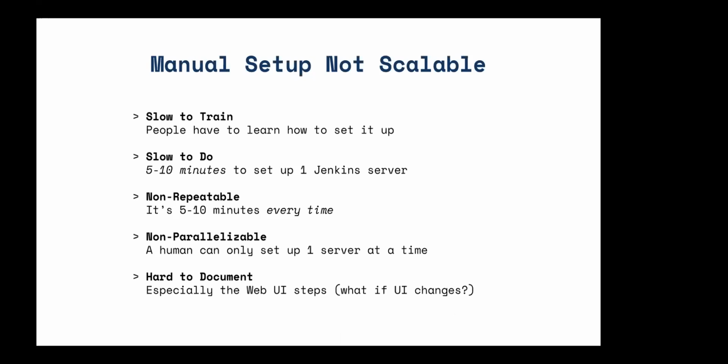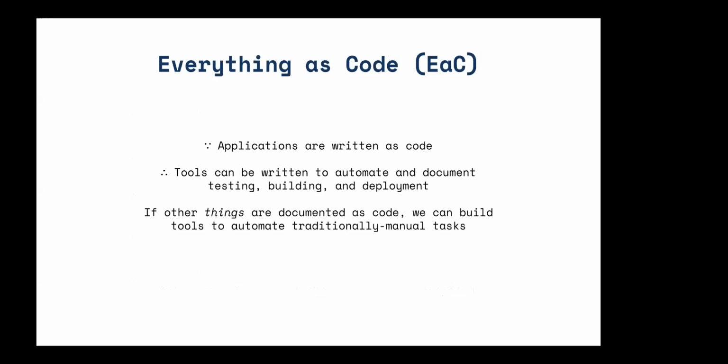You can technically do this with a tool called Selenium, but if you're going to go that route, you might as well do it properly with JCasC and Job DSL. So what is JCasC and Job DSL and Docker? This is all part of, I won't say new, it's been around for the last few years, but a relatively recent paradigm called everything as code. So the central idea is that we have applications and we write them as code. Because they're code, we can have tools built around that code that automate the documentation, the testing, the building, and the deployment of that code.